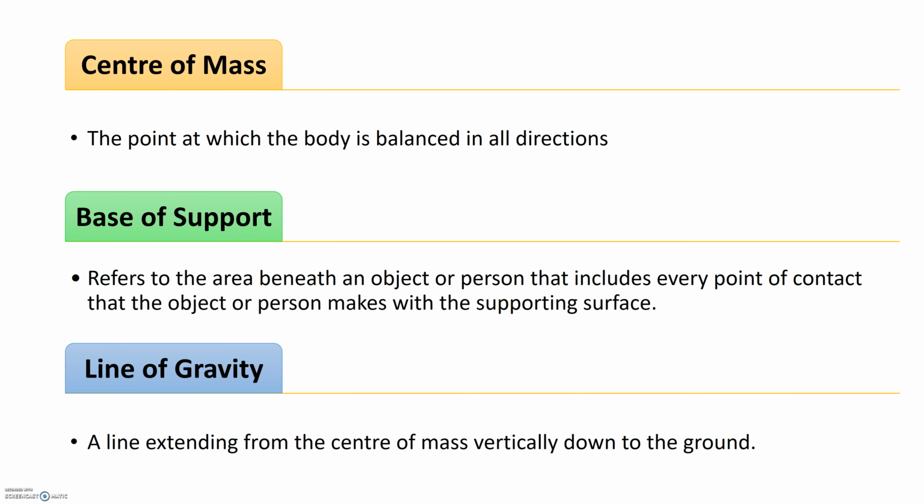So the centre of mass is the point at which the body is balanced in all directions. The base of support refers to the area beneath an object or person that includes every point of contact that the object or person makes with the supporting surface. And the line of gravity is a line extending from the centre of mass vertically down towards the ground.